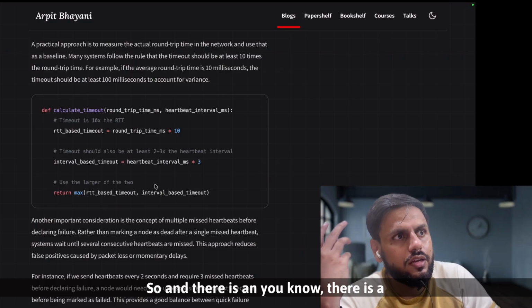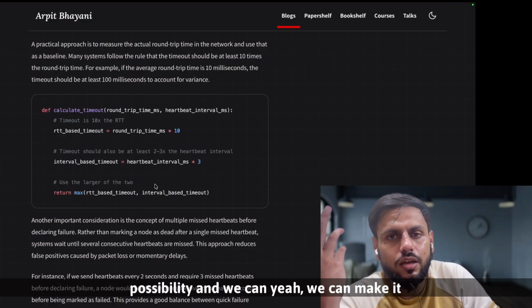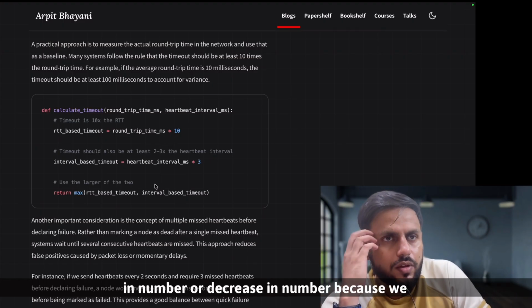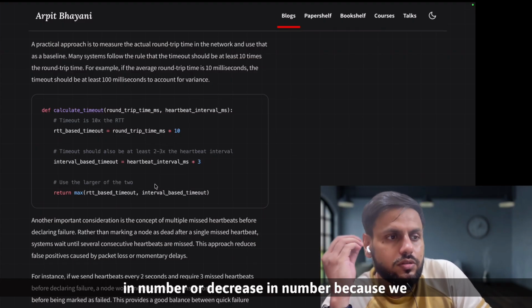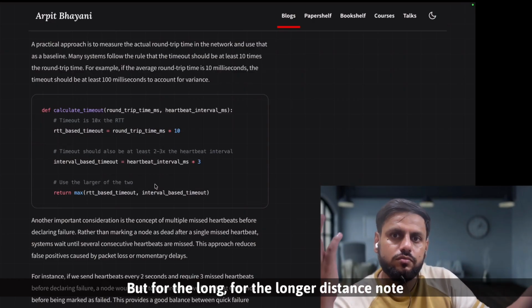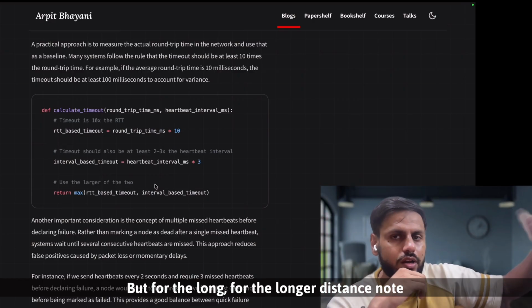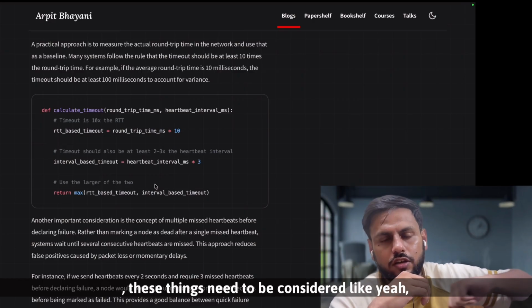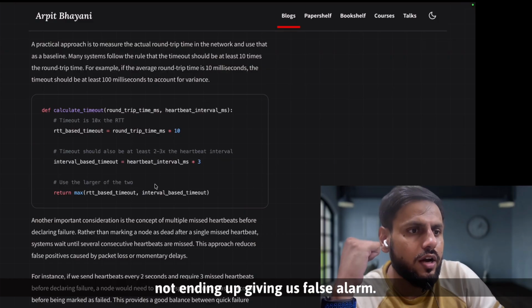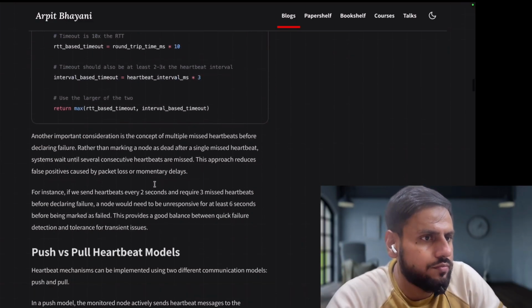So there is a possibility that we can make the interval increase or decrease in number, because we will get a response very quickly. But for the longer distance nodes, these things need to be considered, like, yeah, we will add to those values, so that it does not end up giving us false alarms.